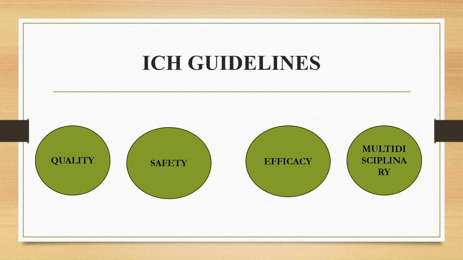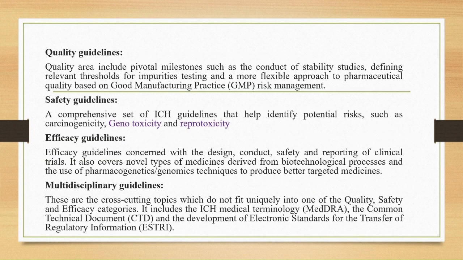Now we are going to see the ICH guidelines in the aspects of quality, safety, efficacy and multidisciplinary areas. In quality guidelines, the quality area includes vital milestones such as conduct of stability studies, defining relevant thresholds for impurities testing, and a more flexible approach to pharmaceutical quality based on good manufacturing practice and risk management.